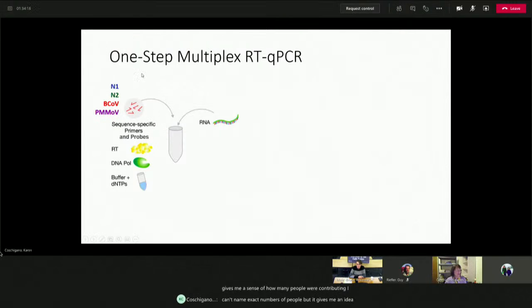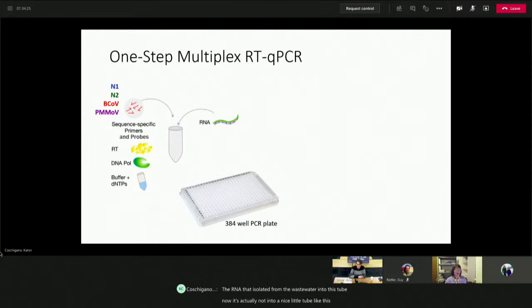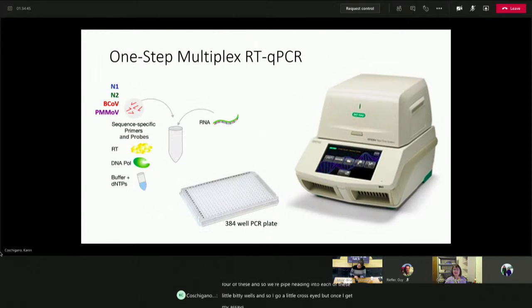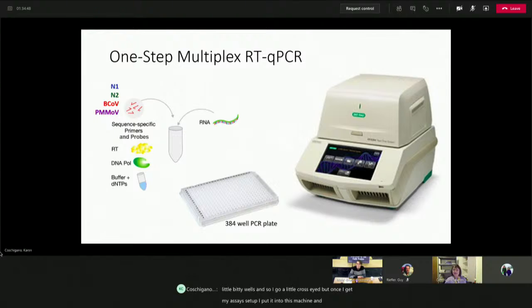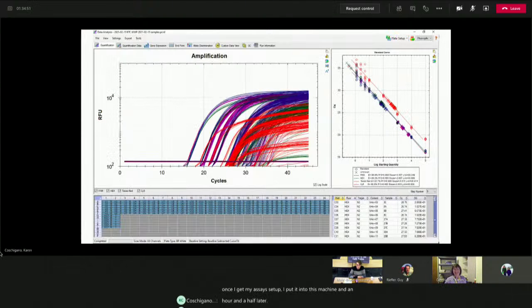So I put all of those together into this tube, and I put the RNA that I isolated from the wastewater into this tube. Now, it's actually not into a nice little tube like this. I'm working with this plate. You see these little bitty wells? Each one of these is what I consider a tube. There's 384 of these. And so we're pipetting into each of these little bitty wells. And so I go a little cross-eyed, but once I get my assay set up, I put it into this machine. And an hour and a half later, I get this.